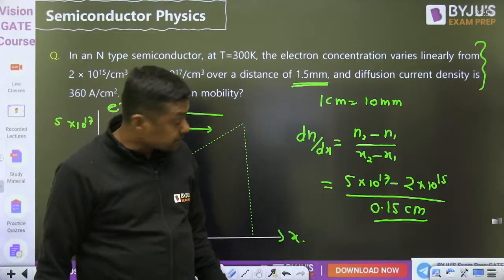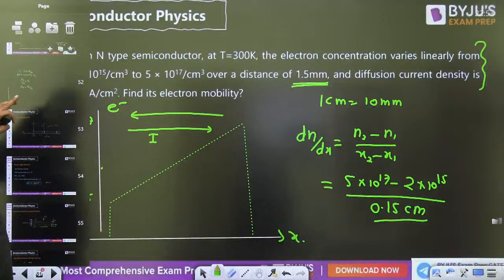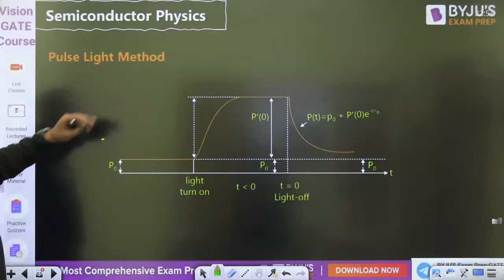And now the pulse light method is important, guys. This is the pulse light method.